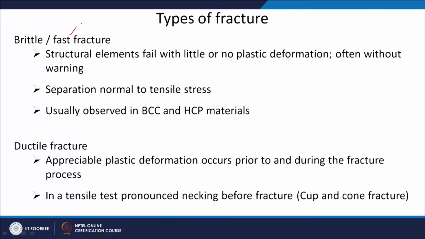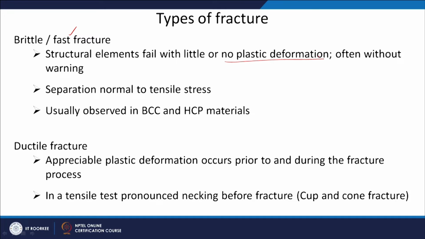So types of fracture: there are two types into which we can divide. One is brittle. Brittle is a very difficult and problematic kind of fracture, because you don't get any warning. Once it starts, it goes at a very fast rate, so you can say it is a fast fracture also. In brittle fracture you do not have any plastic deformation or only very small plastic deformation, and that is why there is no warning.